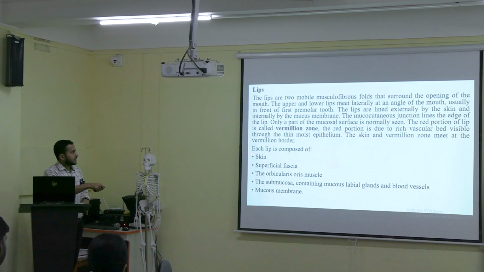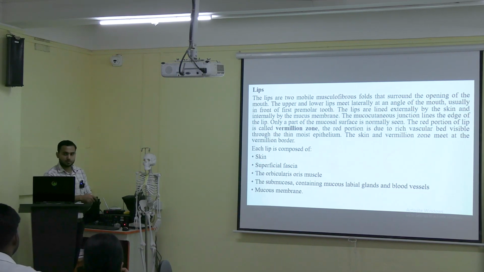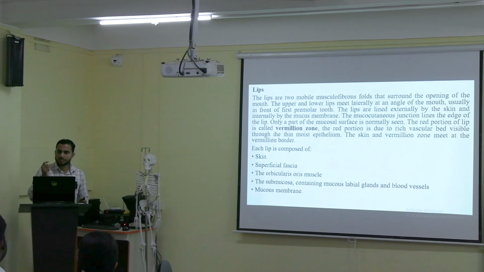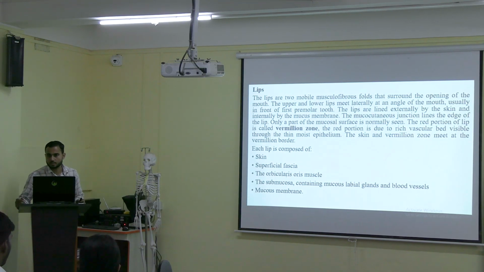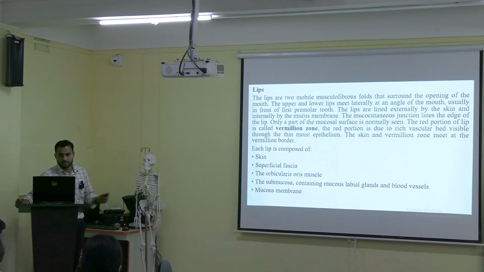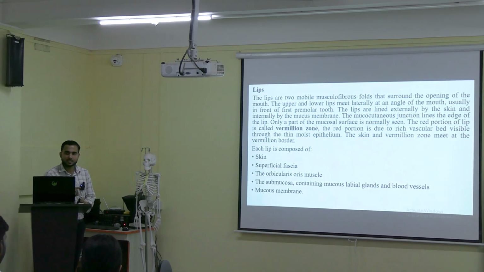Next, if you see each lip, both the upper lip and lower lip, these are the following layers which are present. First of all, skin, as you can see, okay. After that, the superficial fascia, then a muscle is also there, okay. So the main thickness of the lip is made up of muscle. Which muscle is present? Orbicularis oris, okay. Next, submucosa containing mucosal labial glands and blood vessels. What is in the submucosa? Glands are there as well as blood vessels.